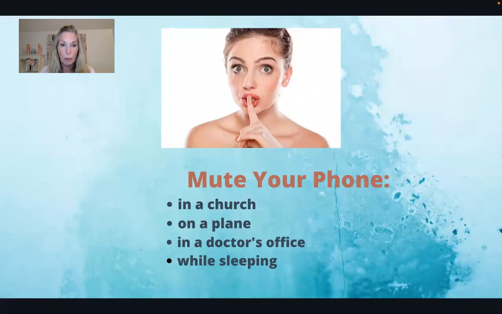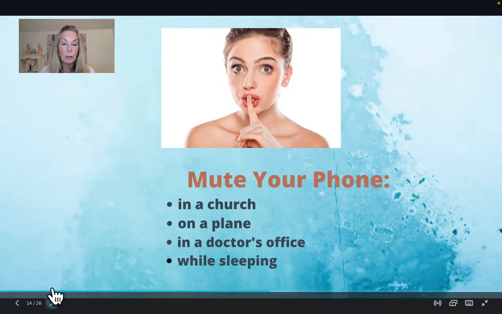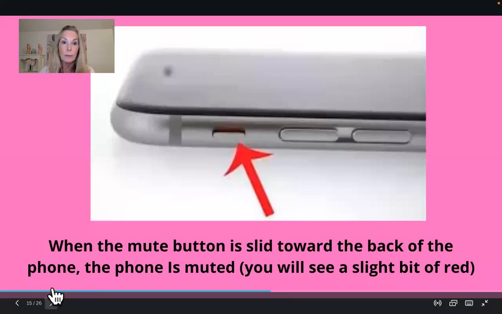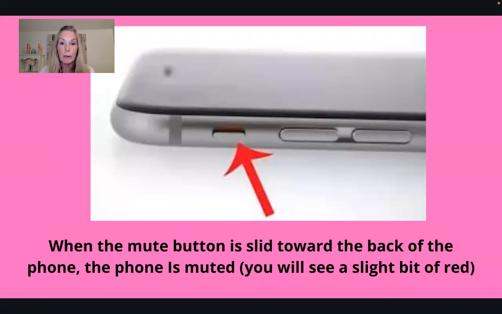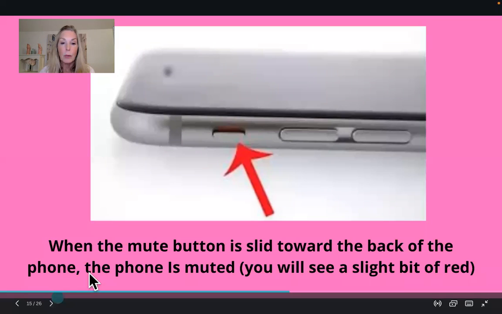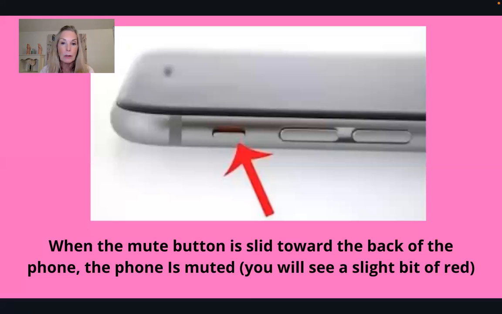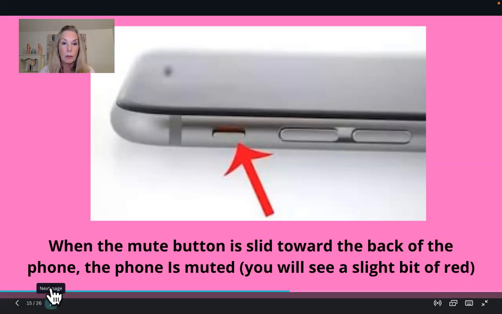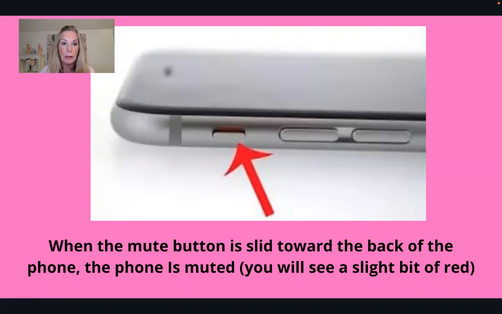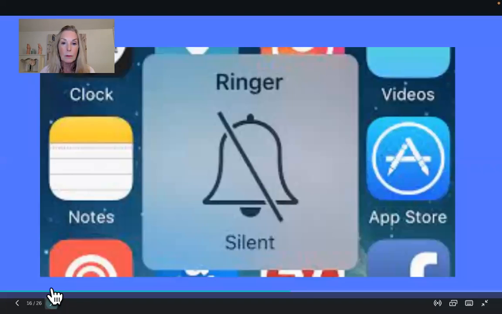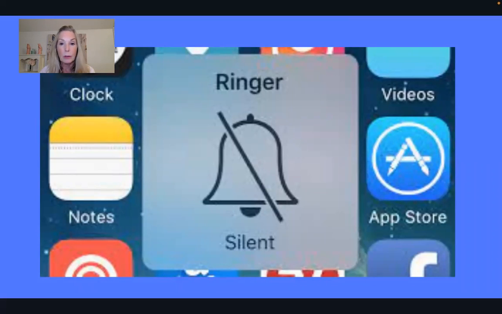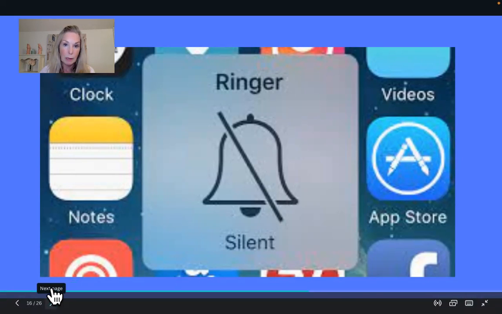Muting your phone is very important if you're in church or a restaurant or on a plane or in a doctor's office. And of course, if you're sleeping, you may not want your phone to be ringing. So there's a little tiny button at the very top. I call it a toggle. If you just slightly press that little button towards the back of the phone, you'll see a slight amount of red at the top. You have then muted your phone. It's just above your volume buttons on the left side of your phone. And you'll know it's silenced because you will often see the little bell with a line through it indicating that your phone has been silenced.